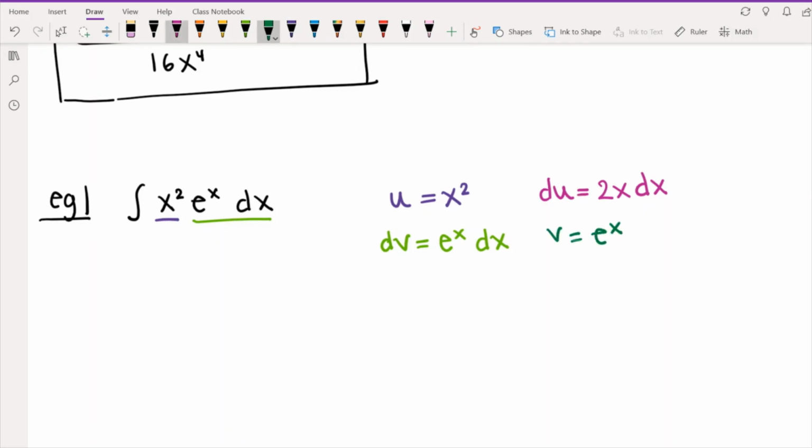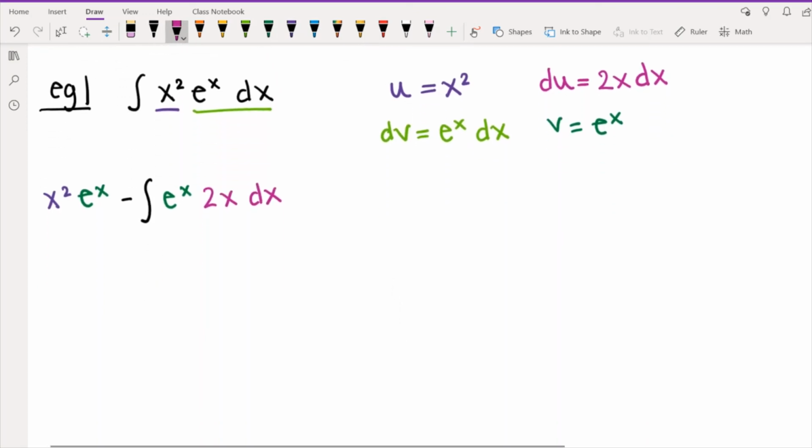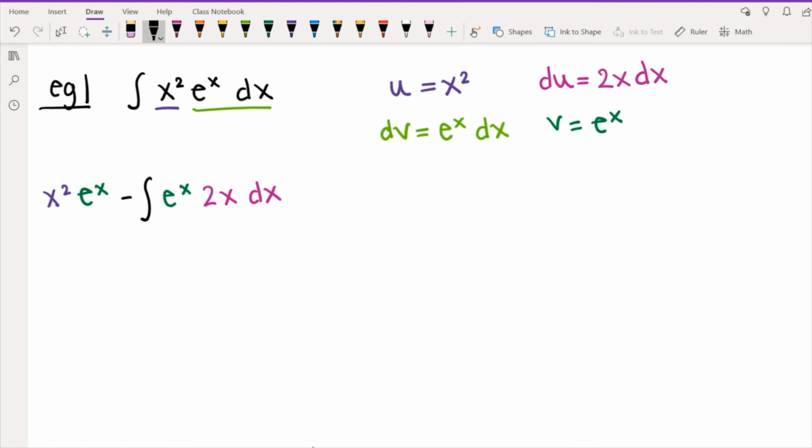Okay, so now we put these together. So we have x squared times e to the x minus the integral of, now we want v du. So that's e to the x times 2x dx. Okay, so now looking at what we have here, we don't know how to evaluate this integral, right? Or this isn't an easy antiderivative. However, we can just do integration by parts again.